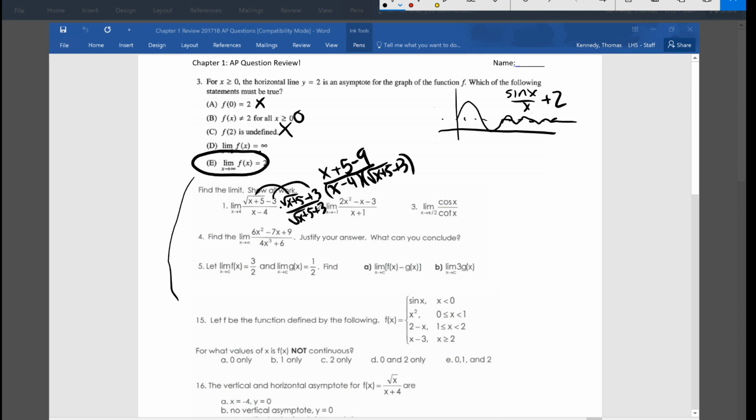And the nice part now is that on top I get x minus 4, and on bottom I get x minus 4, and those can kill each other, and I just get 1 over square root of x plus 5 plus 3. And if you plug 4 in, you get 1 over 3 plus 3, which is 1/6. That was honestly one of the most brutal problems in there, just because the conjugate stuff kind of takes a while. Our next one, if you factor the top, you get 2x plus 1.